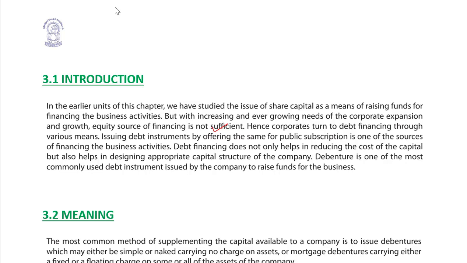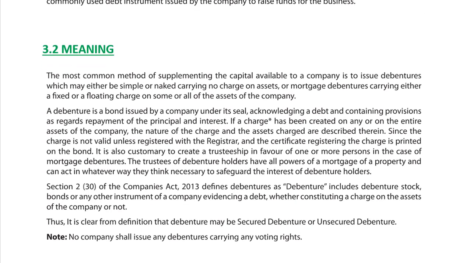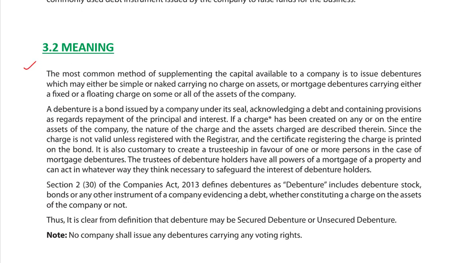Debt financing does not only help in reducing the cost of capital, but also helps in designing appropriate capital structure of the company. Debenture is one of the most commonly used debt instruments issued by the company to raise funds for the business. Meaning: the most common method of supplementing the capital available to a company is to issue debentures, which may either be simple or naked, carrying no charge on assets, or mortgage debenture carrying either a fixed or a floating charge on some or all of the assets of the company.